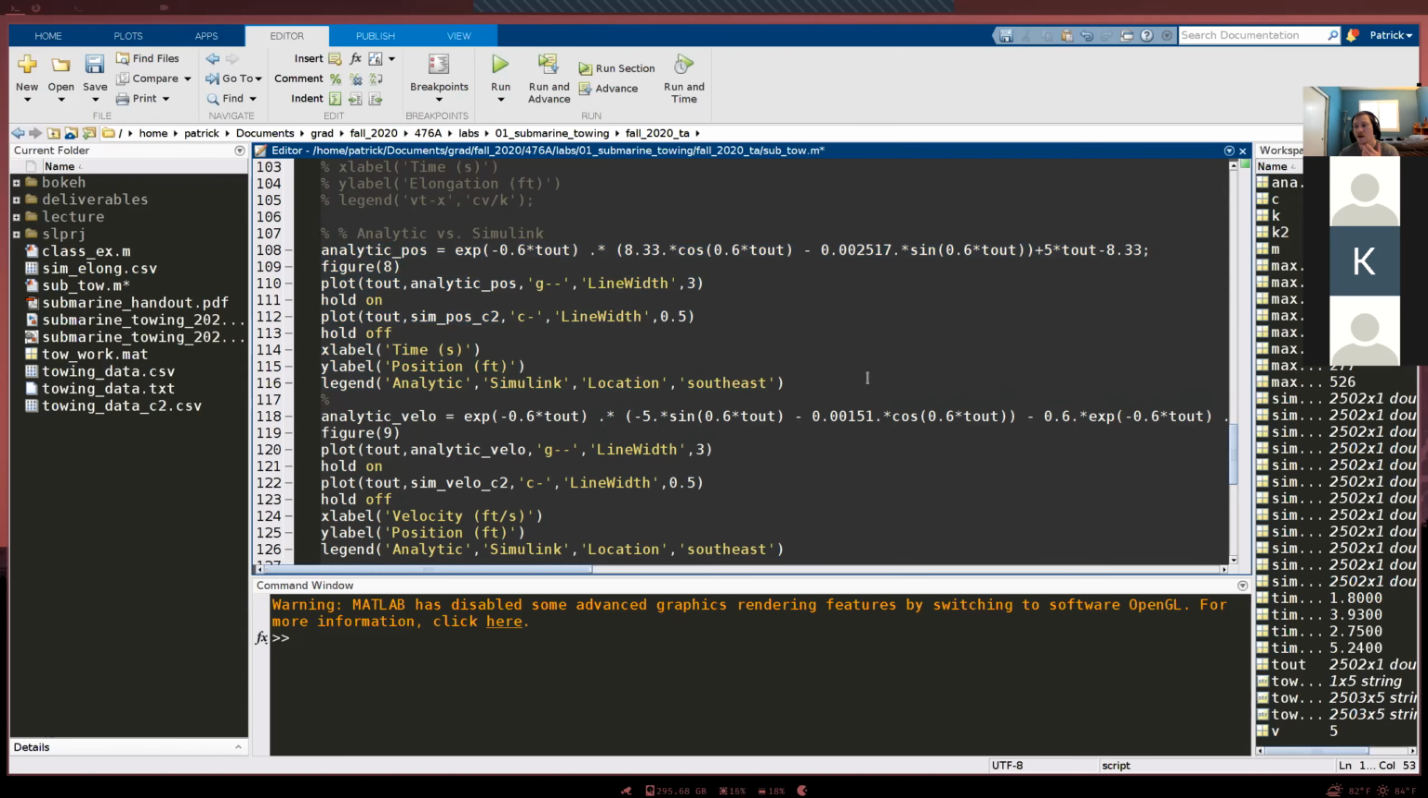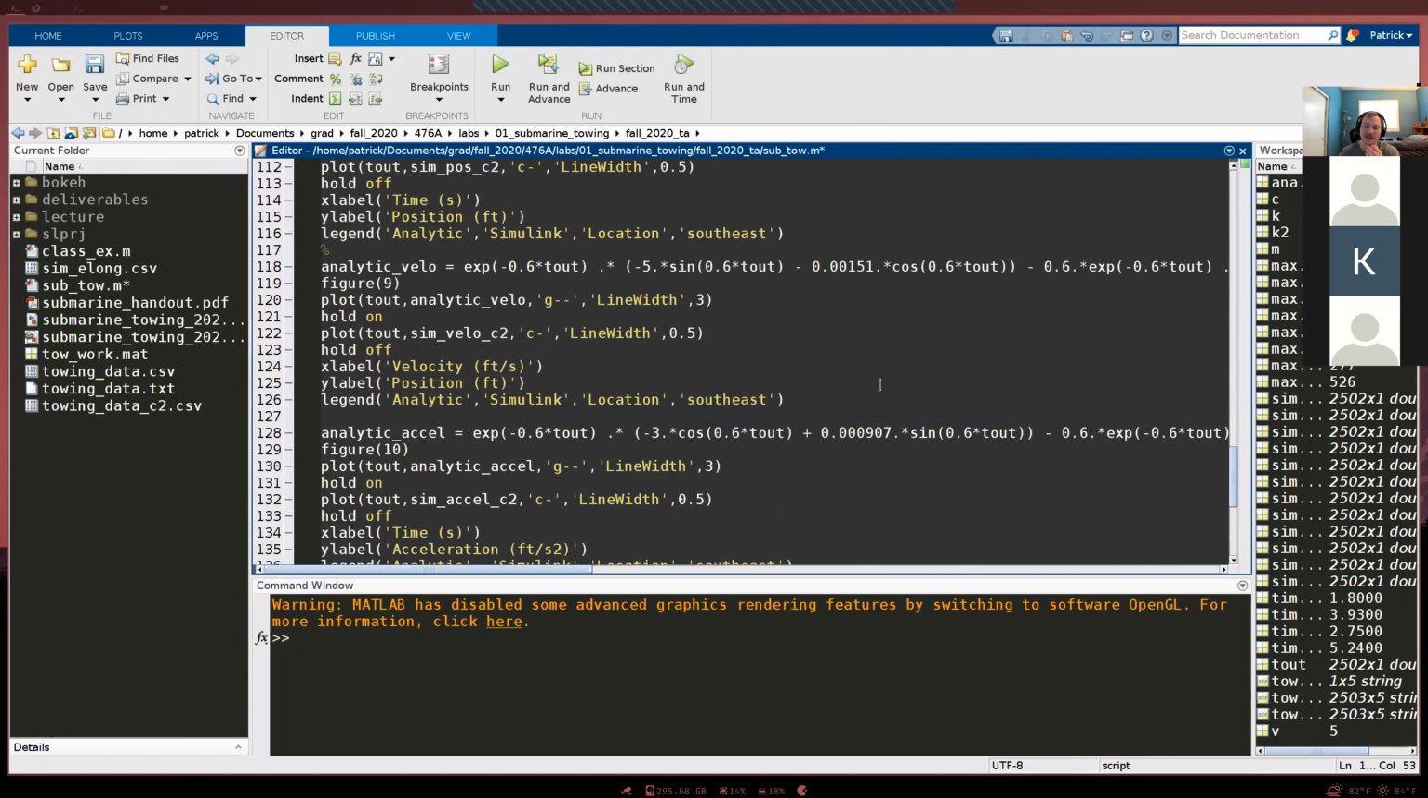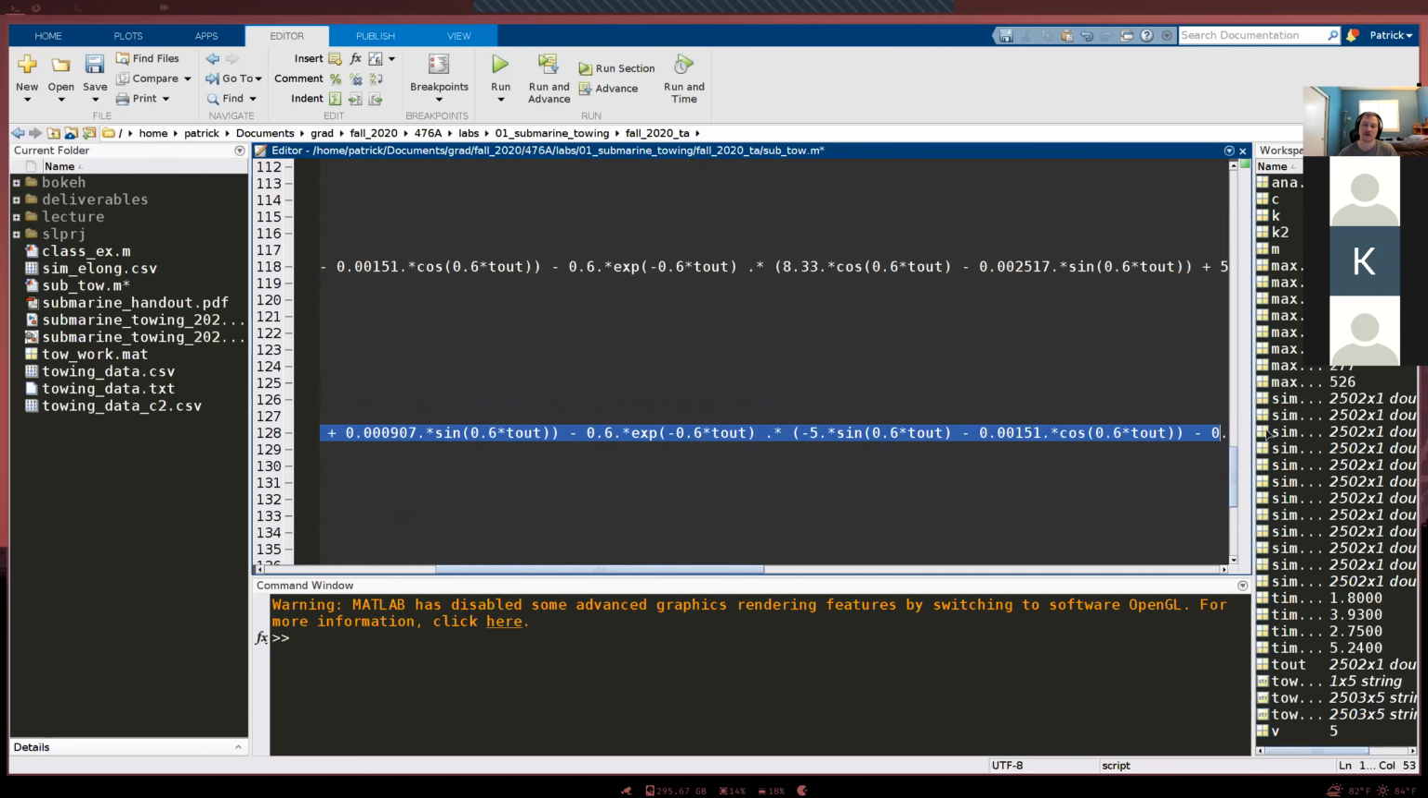Have fun, by the way, typing out the analytic solution in Matlab. Not gonna lie, it kind of sucks. We solve for the position, and then we have to take the derivative of that for velocity, and then the derivative of that for acceleration. So here's the line for acceleration. Yeah, it's pretty long.